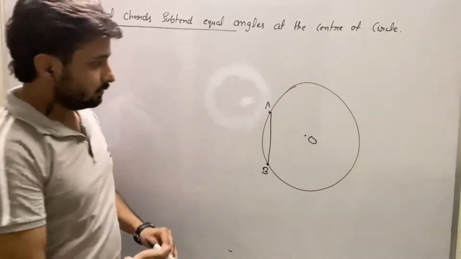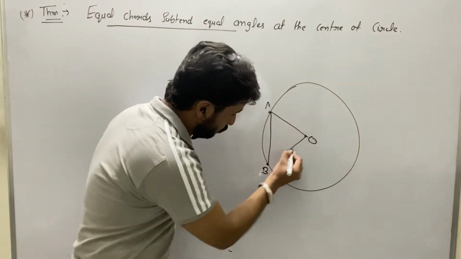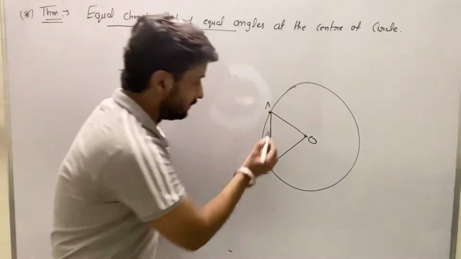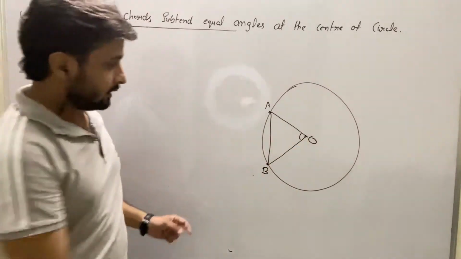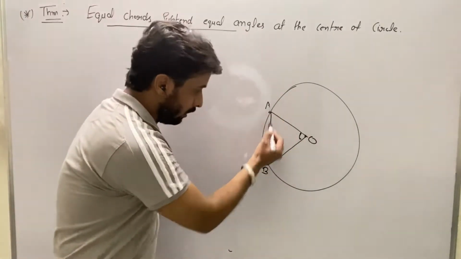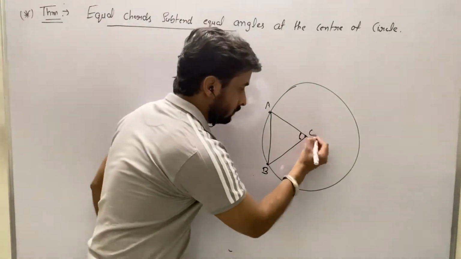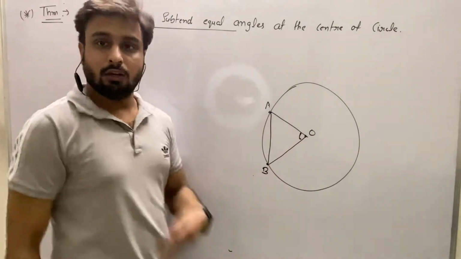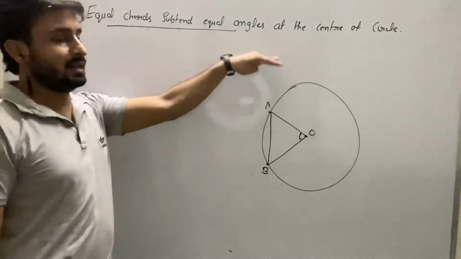Now if you join OA and OB, you can see that an angle is formed, angle AOB. This angle is called the angle subtended by the chord AB at the center of the circle. So angle AOB will be called the angle subtended by the chord AB at the center of the circle. Now what do we have to prove? We have to prove that equal chords subtend equal angles at the center of the circle.